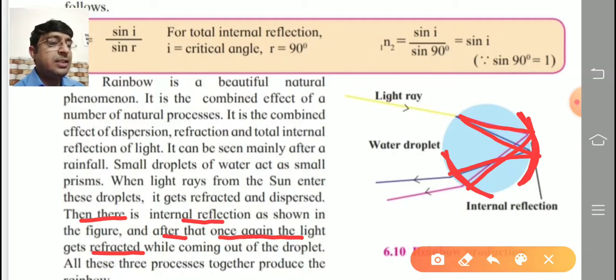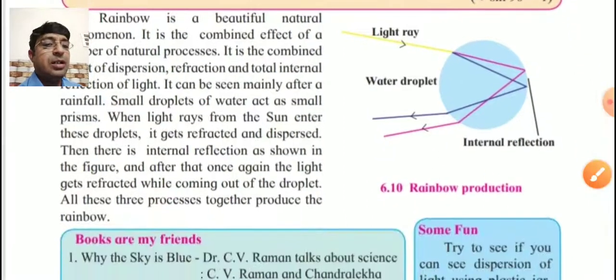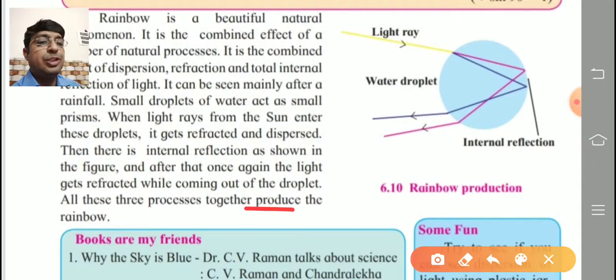So at this place, sunlight is passing from this water droplet. Water droplet is a denser medium, and the light goes from the water droplet to the air medium. So what happened at that point? At this boundary, refraction takes place and dispersion of light takes place, and we observe the 7-color rainbow coming out of the droplet. All these three processes together produce a rainbow. Formation of rainbow takes place.